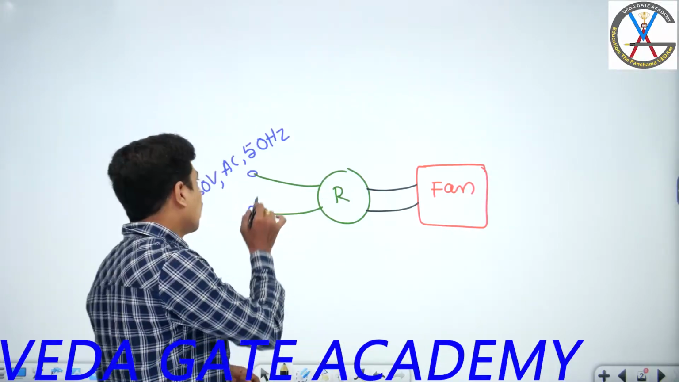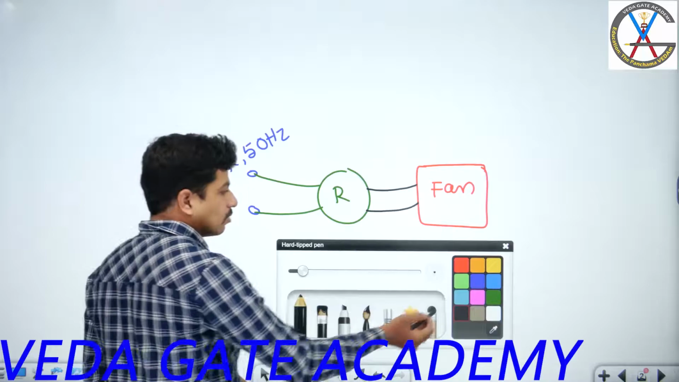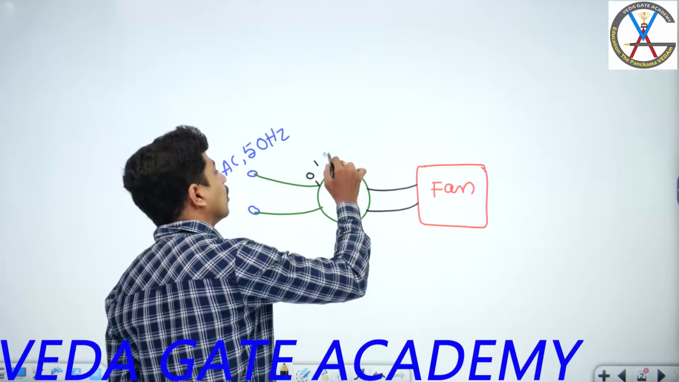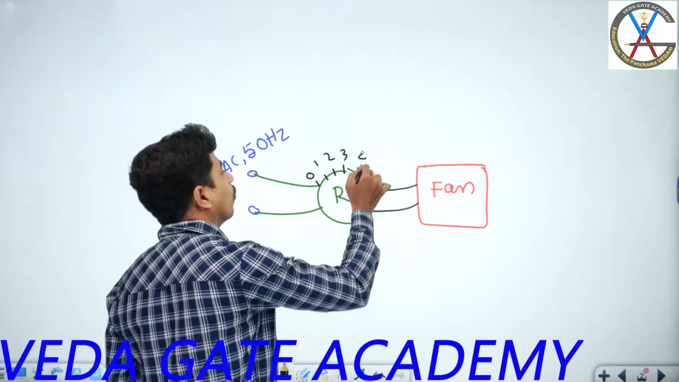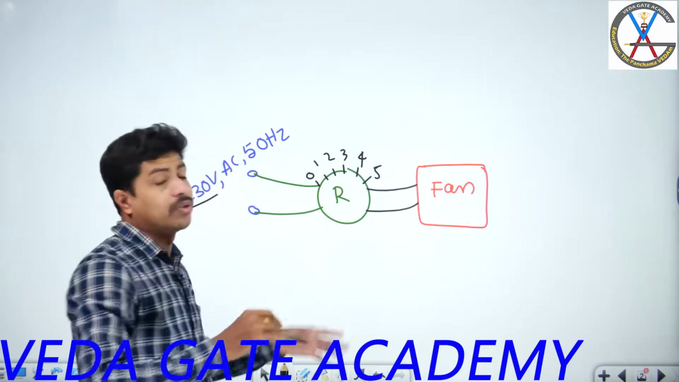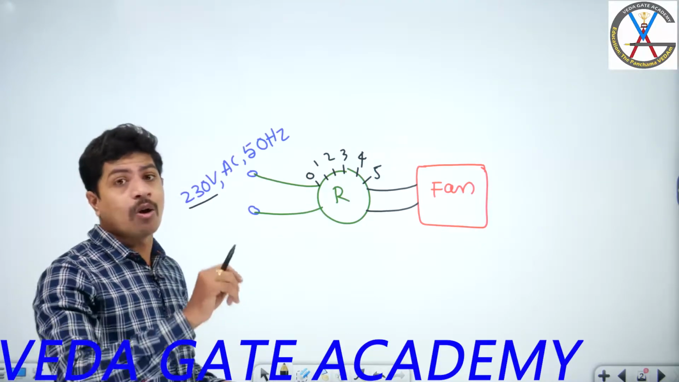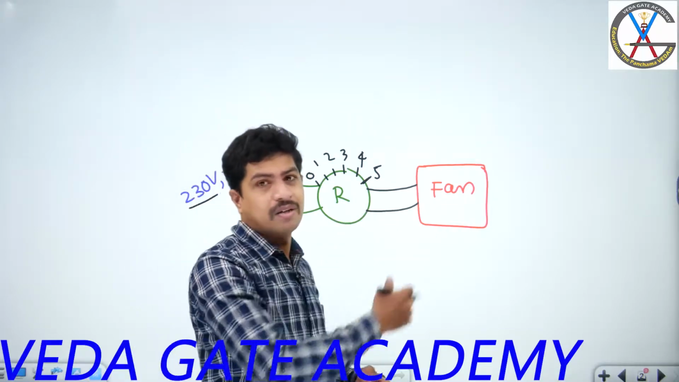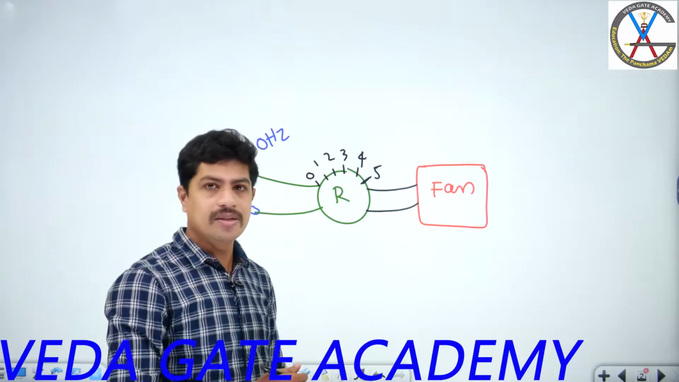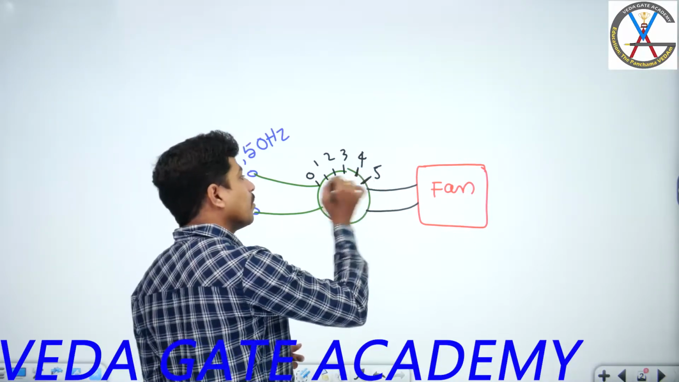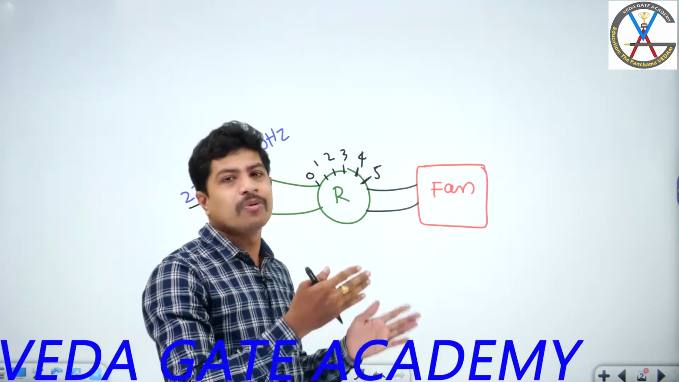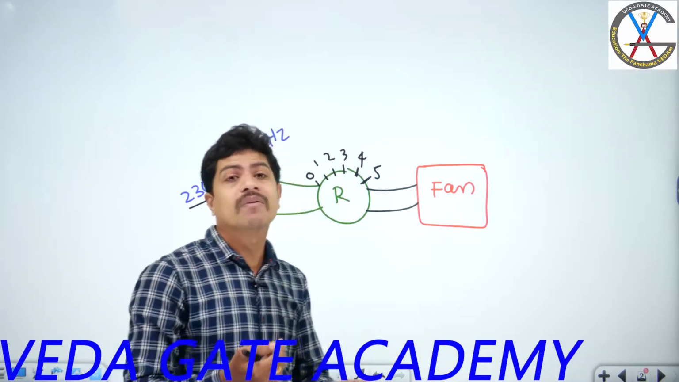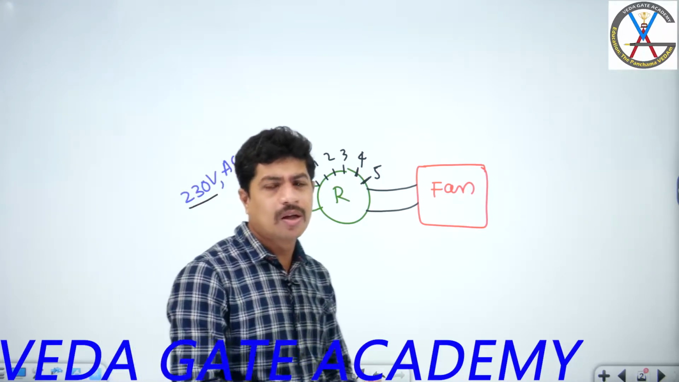Now here, 230 volts. We know general regulators have a total of 5 positions: 0, 1, 2, 3, 4, 5. Total 6 positions if you take 0 also into consideration. If the knob of the regulator is kept at the 5th position, the total 230 volts is given to the fan, which will rotate at its full speed. If the knob is in the 4th position, some part of the input has been cut down. Input to the fan is less, therefore the speed of the fan will reduce. In this way, we are going to control the speed of the fan.